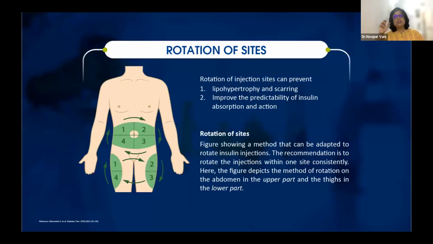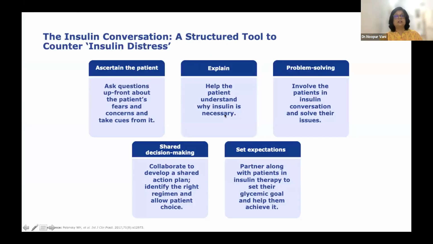Now, this is what I was saying, the rotation of the sites. It can be taken in the abdomen, it can be taken in the thigh, it can be taken in the upper arm. However, every time a person takes an insulin injection, the site should be rotated, as it is seen here. Even in this abdomen, an imaginary clock should be made, and once the patient takes it at 3 o'clock, the next should be at 4, 5, 6, and so on. It should keep on rotating, because if it is not rotated, what can happen? We all know hypertrophy and scarring, and also lipodystrophy can occur.